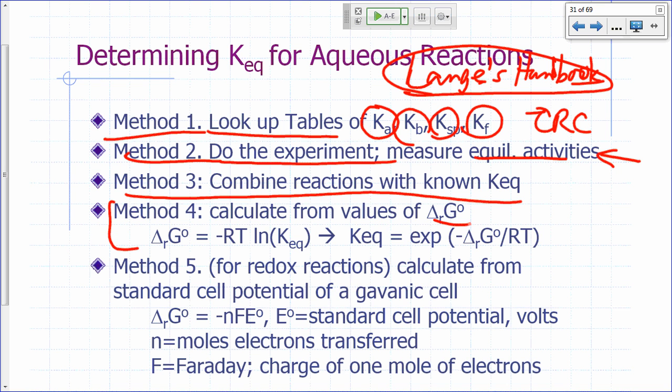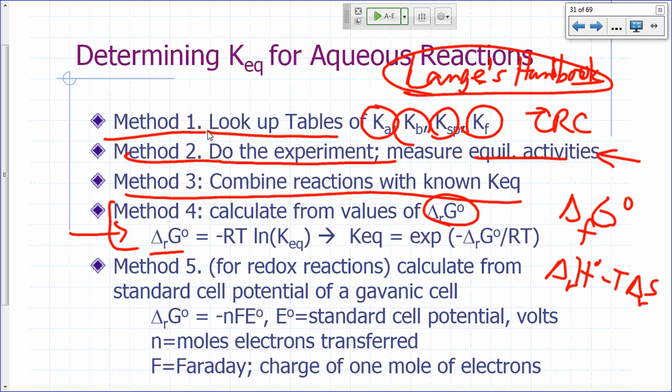Another method is you can calculate it from the standard Gibbs energy of reaction. We talked about this already when we did the second and third law of thermodynamics, okay? Delta G naught, you can look that up from tables. Actually, you can calculate that from the table of delta G formation values, right? Or you can say that that's delta H of reaction minus T delta S of reaction, okay? And from that, you can calculate your KEQ, okay? So KEQ will just be e to the negative delta G naught over RT.